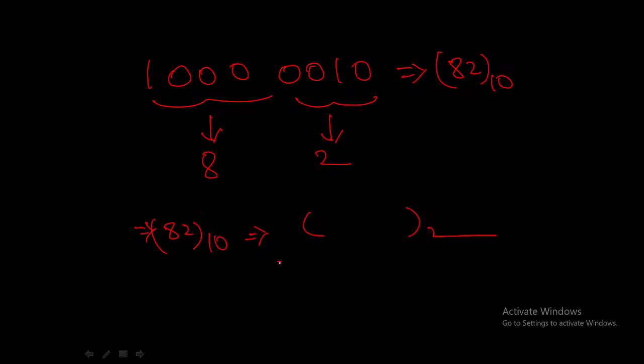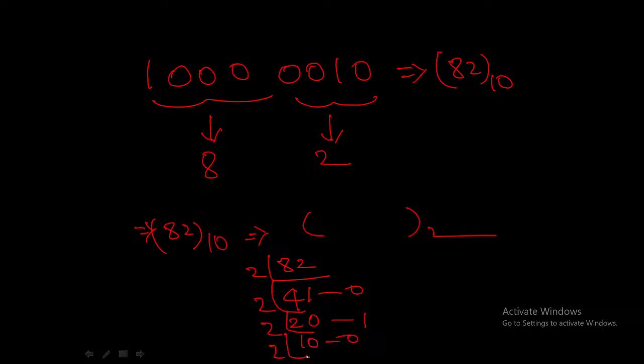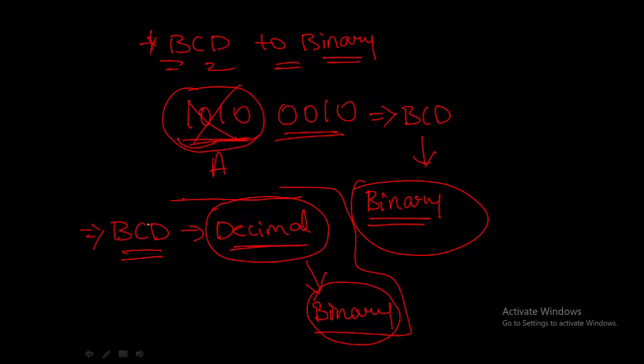The process we know already. 82, repetitive division: 2 times 41, remainder is 0; 2 times 20, remainder is 1, and so on. So by the repetitive division, you will get the binary number. So the process is important here. We will convert the BCD number into a decimal number, and that decimal number we will convert into a binary number. That is how we are going to convert any BCD number into a binary number.